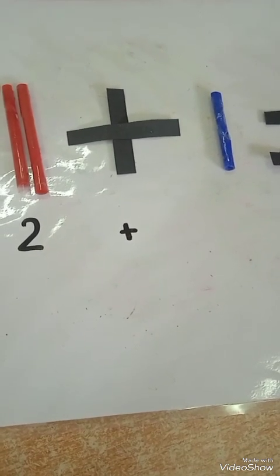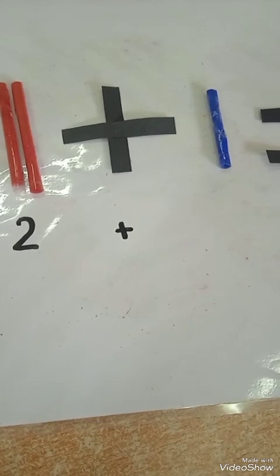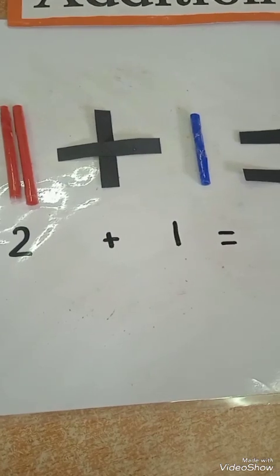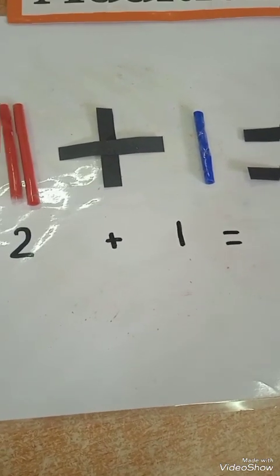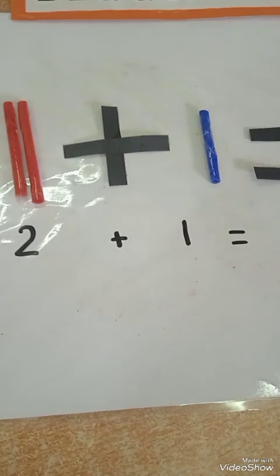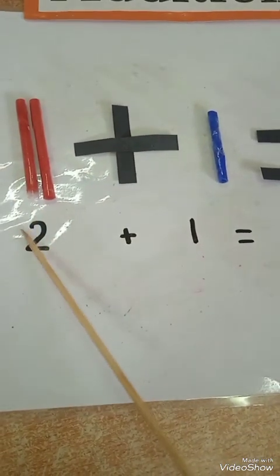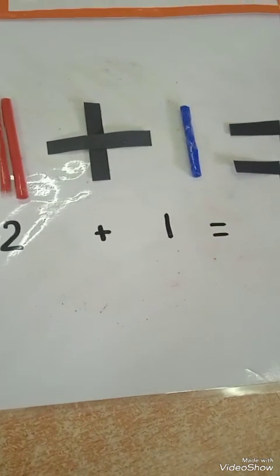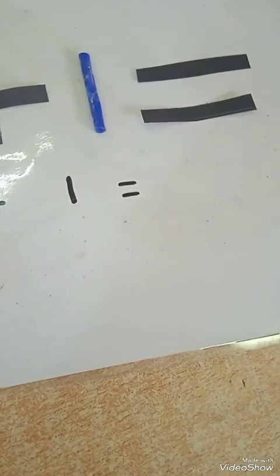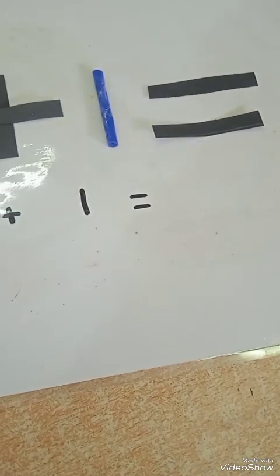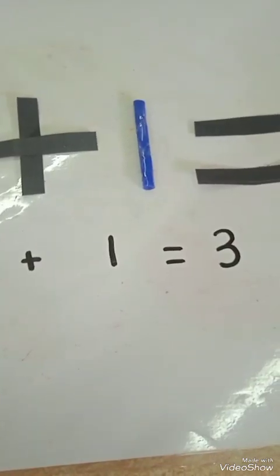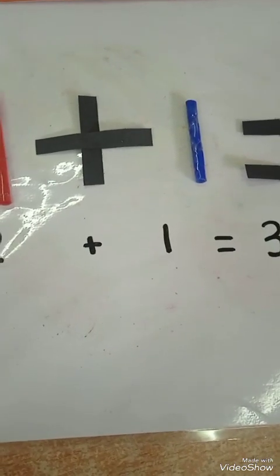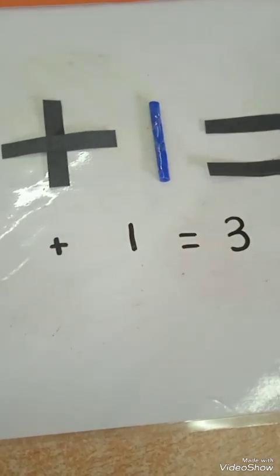Can you count blue straws? Yeah, these are 1. So I have written number 1. Now we will count the objects all together. Count with me. 1, 2 and 3. So which number we are going to write here? Very good. We are going to write 3. So we have got number 3 after adding 2 and 1.